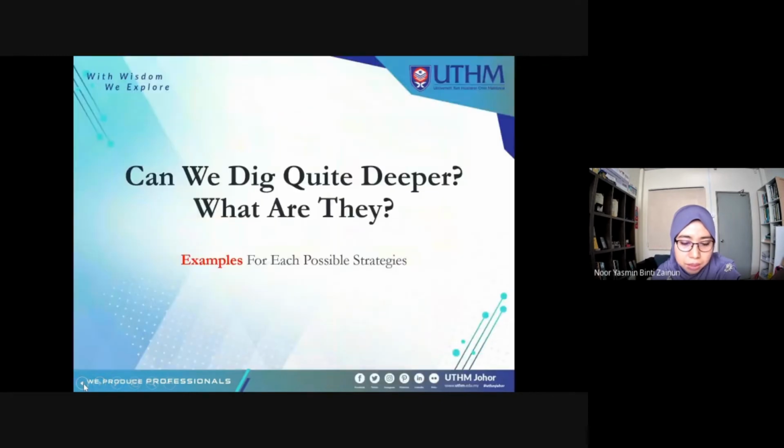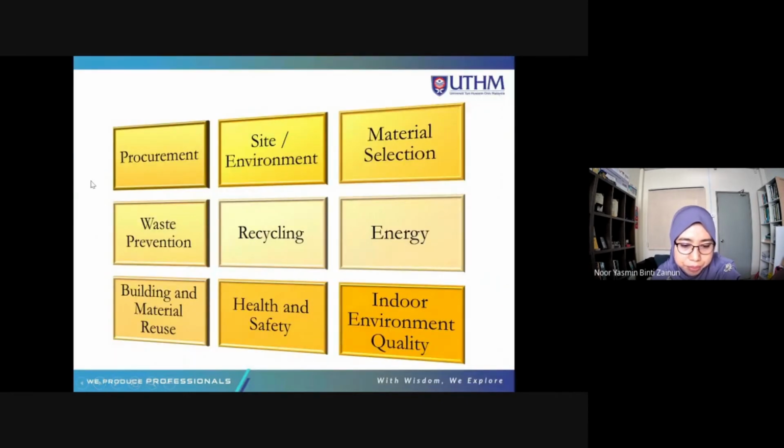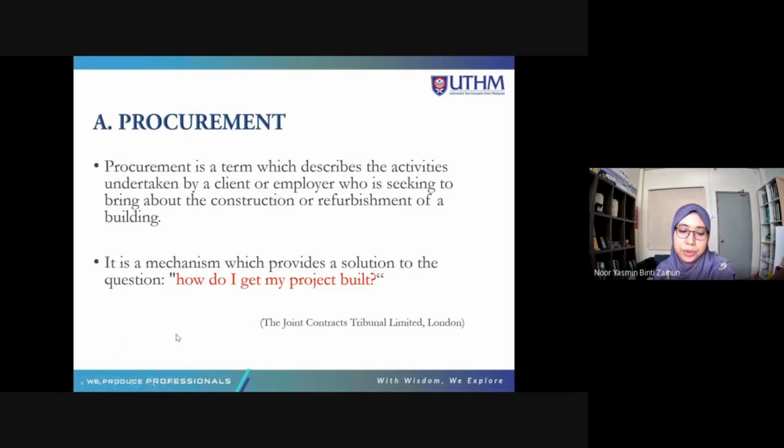This is an example of each possible strategy in procurement, site environment, material selection, waste prevention, recycling, energy, building and material reuse, health and safety, and indoor environment quality. So in procurement, how do we make this sustainable? Because procurement is the mechanism which provides a solution to the question, how do I get my project built? So we plan on the procurement stage to get a sustainable design.